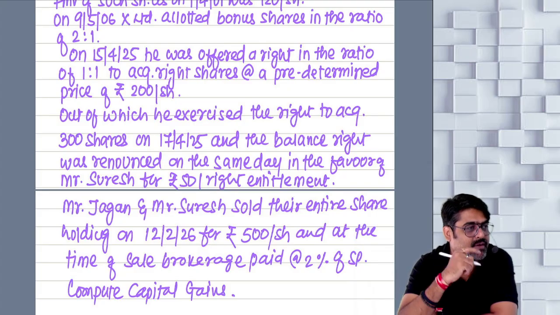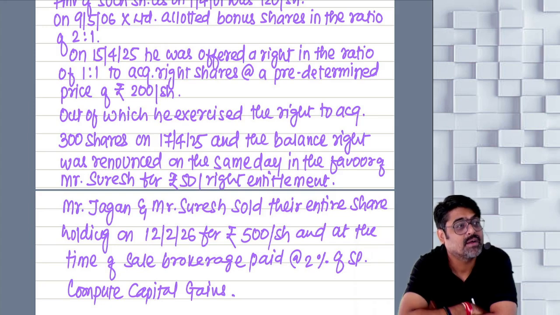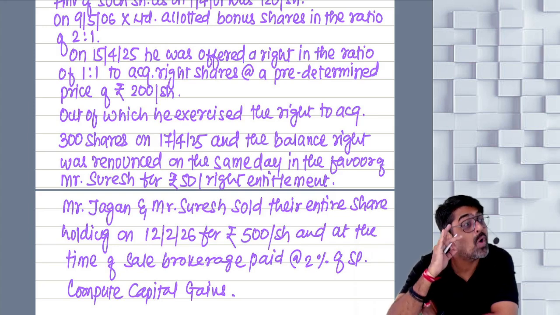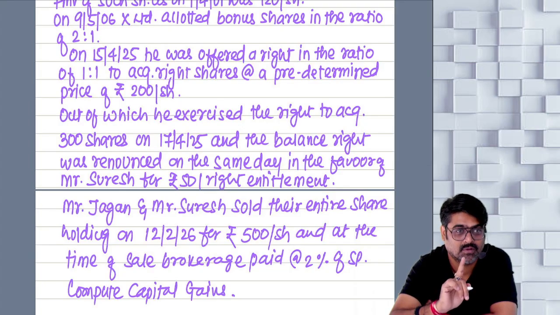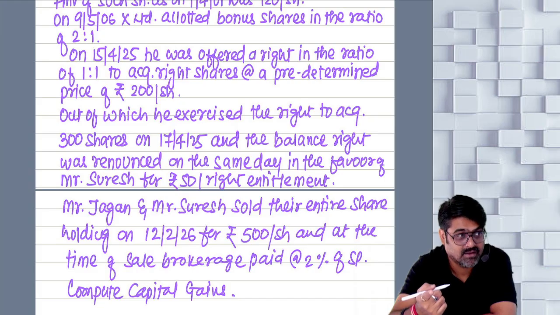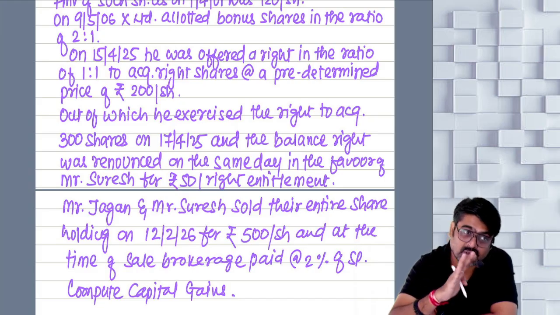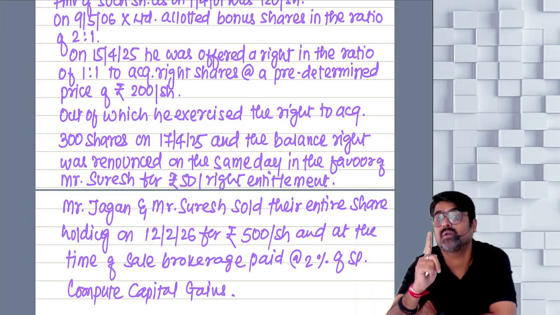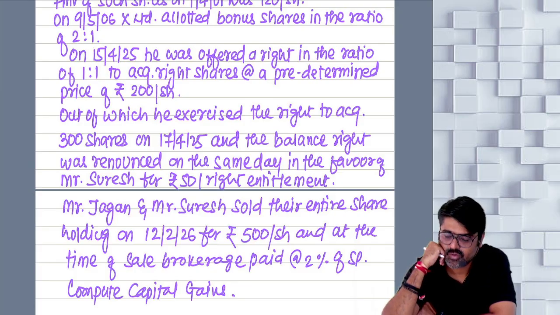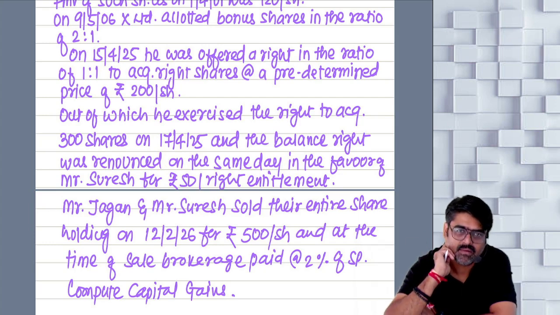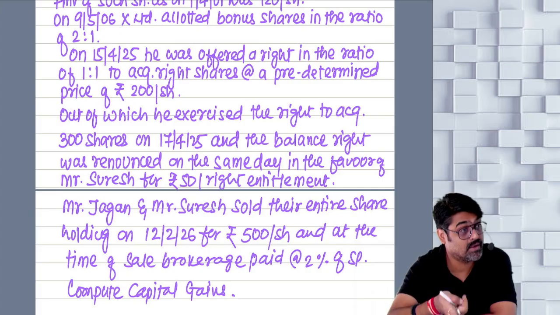So 22,500 minus nil. What will be the gain? It will always be gain. There will never be a loss on renouncement of right. Understanding? Because whatever price on renouncement you are getting, minus the cost will always be nil. Understanding or not? So what is the cost of acquisition of right? Nil. So what is the amount of capital gain? 22,500. Always the gain will come.